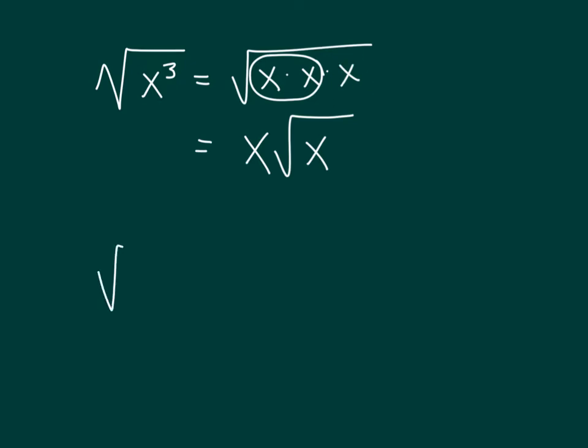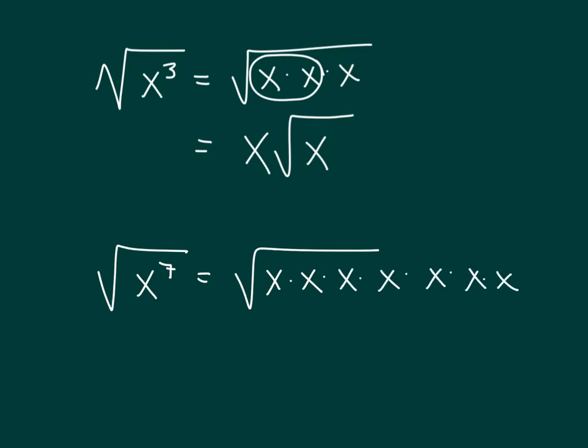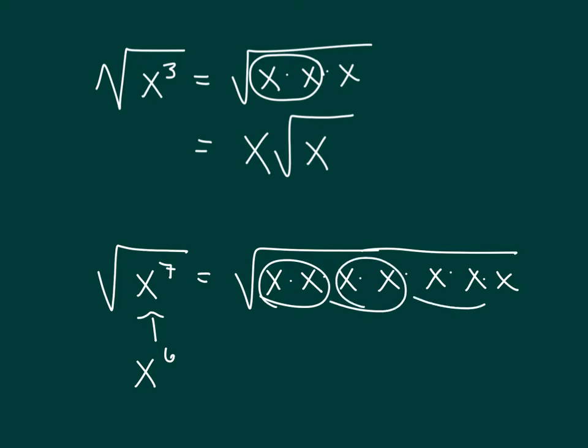If we had something like the square root of x to the seventh, what I know is that I would have 3 full pairs of x's inside. Because if I sort of round down, I know that the number that's right beneath x to the 7th is x to the 6th. So that gives me 3 pairs of x's. That'll come out as x to the 3rd, and I know I will have a single x left over.